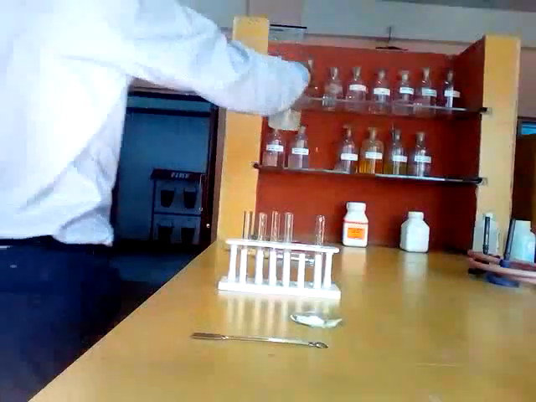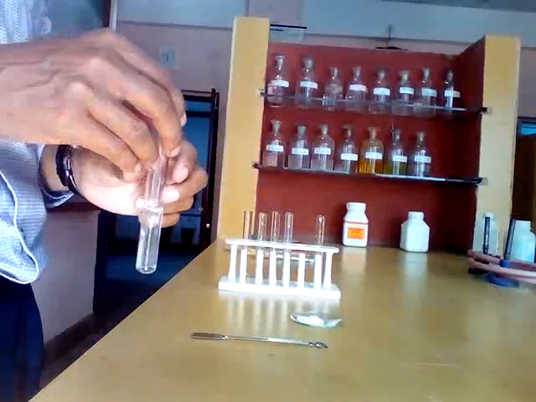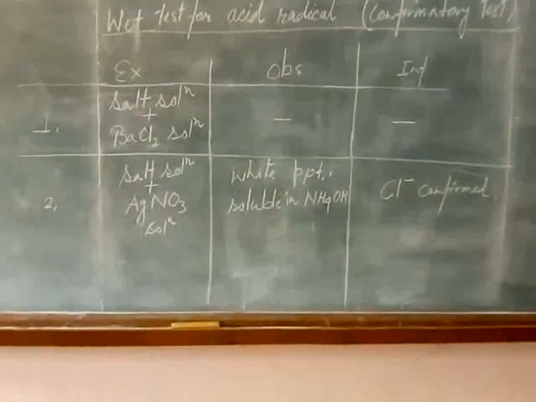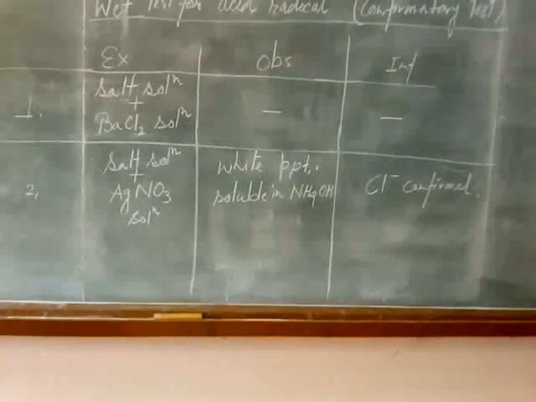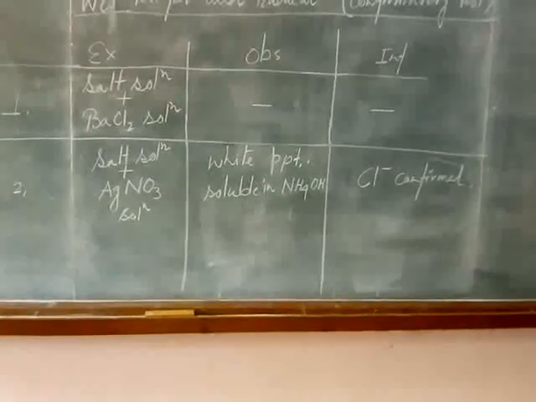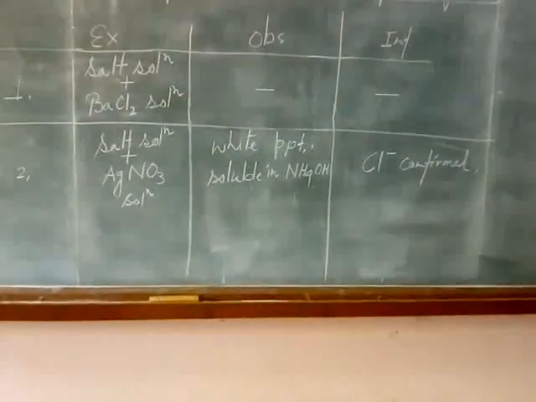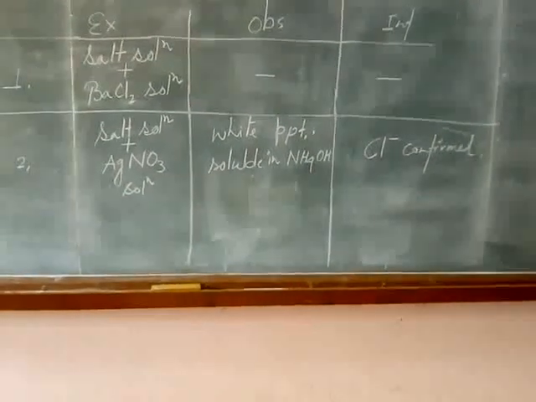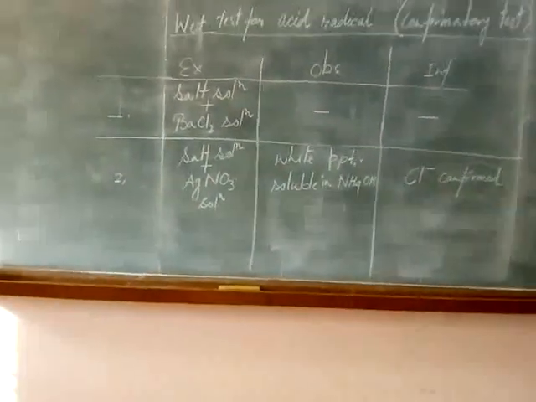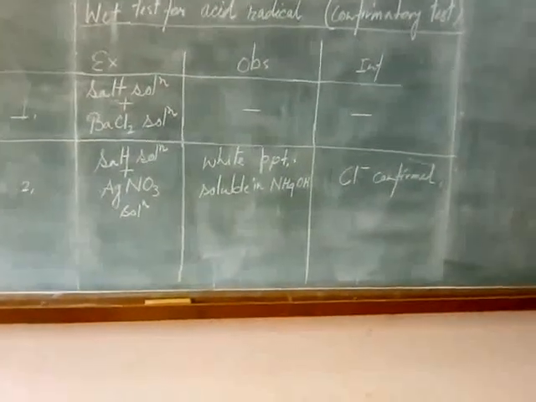So chloride is confirmed. We can write here in the silver nitrate test, we got white precipitate and the precipitate is dissolved in ammonium hydroxide. White PPT soluble in ammonium hydroxide, chloride confirmed. So acid radical is detected and it is chloride.